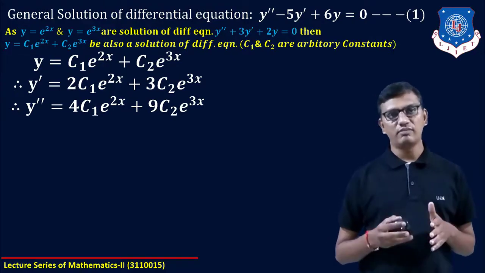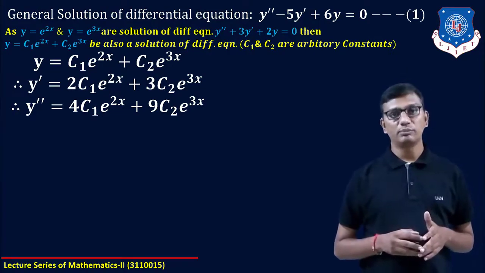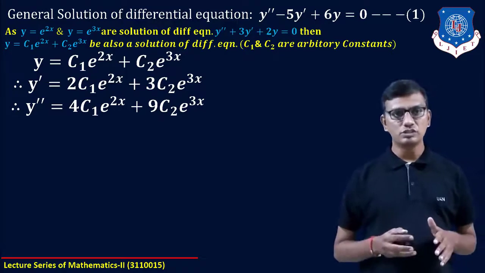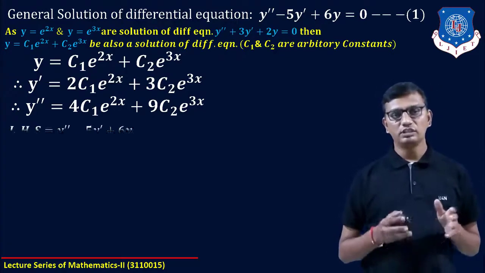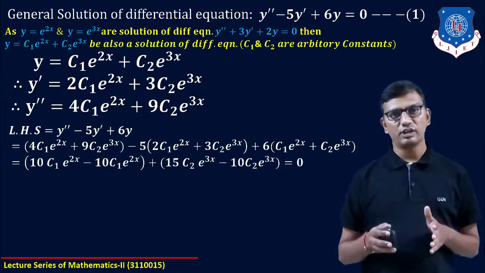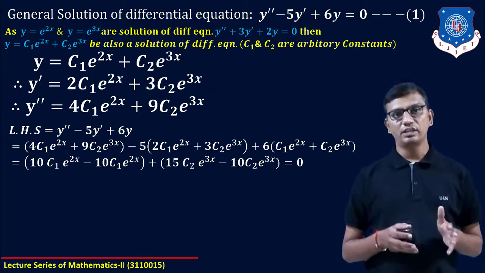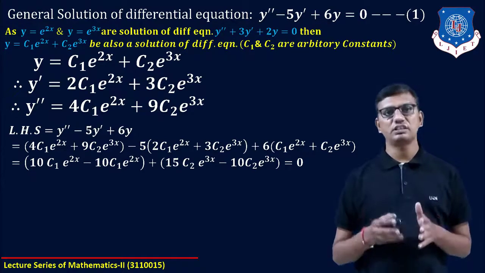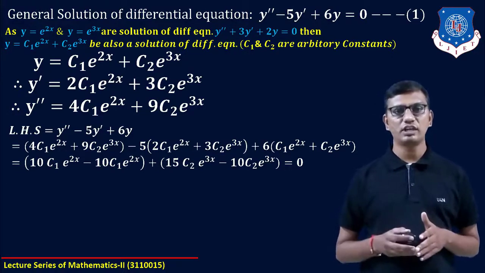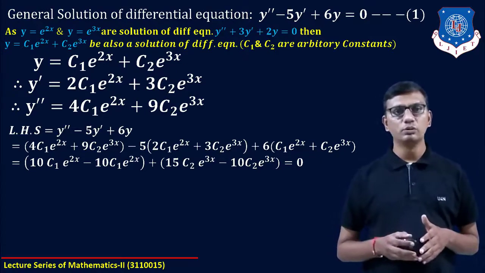Now we will put y' and y'' in our differential equation number 1, which is y'' - 5y' + 6y = 0. After putting these values in the LHS, y'' - 5y' + 6y, we finally get 10c1 e^(2x) - 10c1 e^(2x) + 15c2 e^(3x) - 15c2 e^(3x), that means equal to 0.